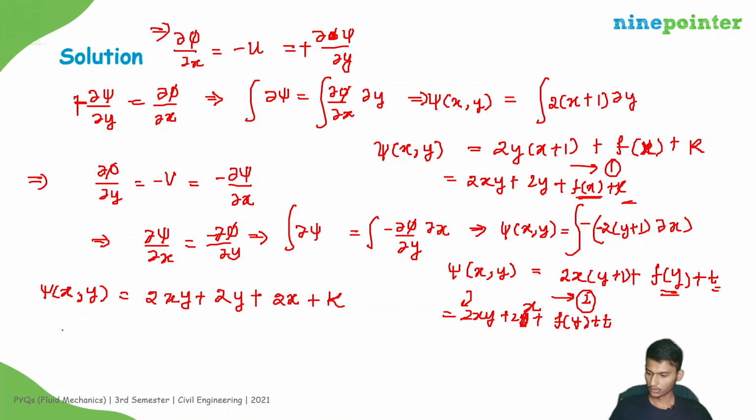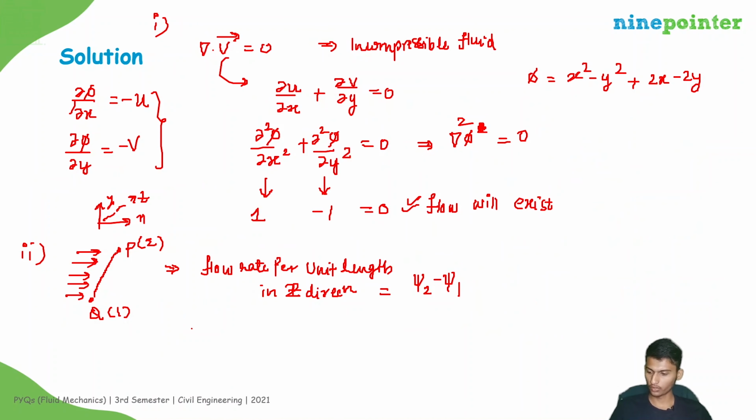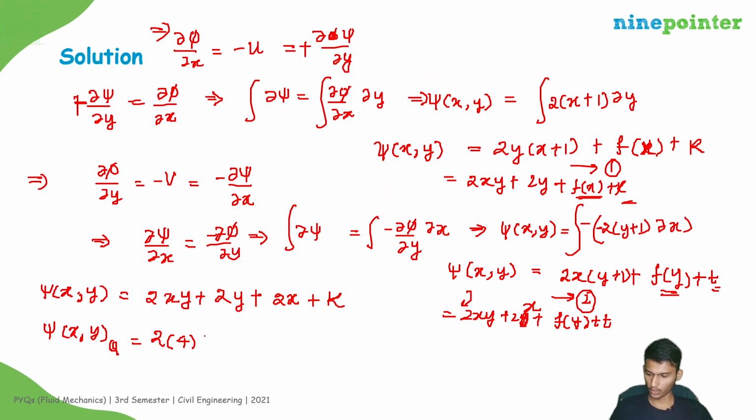So ψ at Q, what is the value of the coordinates of Q? 4 comma 9. Let us put that in: 2 into 4 into 9 plus 2 into 9 plus 2 into 4 plus k. So that gives us 8 into 9, 72, this is 18, and this is 8. So this will give us 98 plus k.